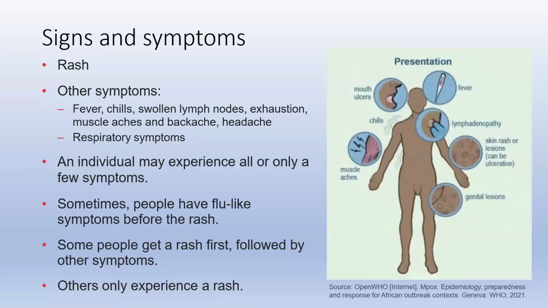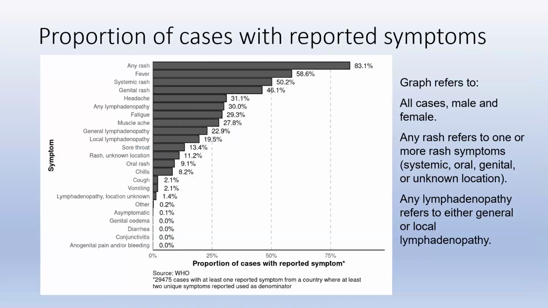People can also have flu-like symptoms before the rash. So right now, when many people are having flu-like symptoms, it may be difficult to differentiate between the initial stages of Mpox and just a normal flu. Some people may get a rash first before they get other symptoms, and other people may only get a rash and they may not have any other symptoms.